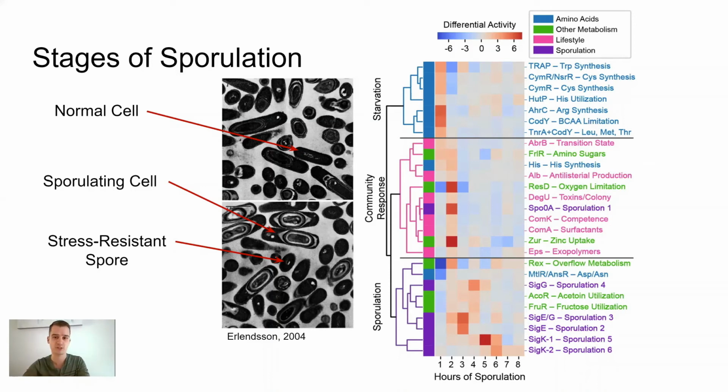When that fails to prevent the starvation, then the cells go into a full community response where they stop growing, start producing toxins to fight off other bacteria, and take up cofactors that might be useful for sporulation. And then in the remaining hours, they actually sporulate. And our iModulon results also show the specific food sources that they use during this process. So this is a great example of how iModulons can be used to break down a complex process into something much simpler.